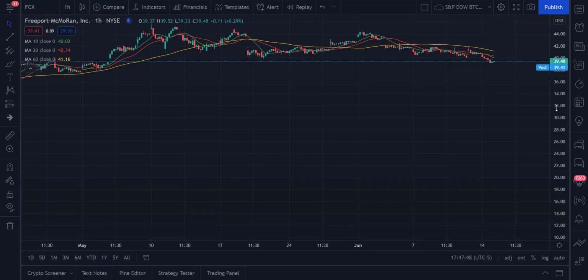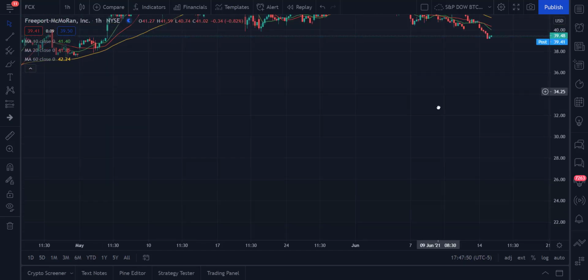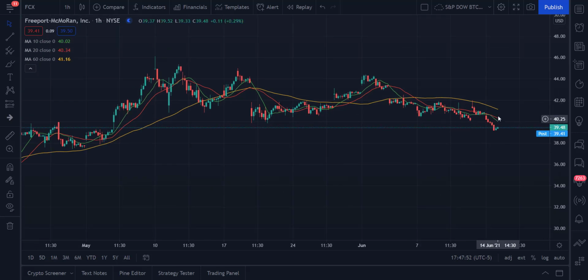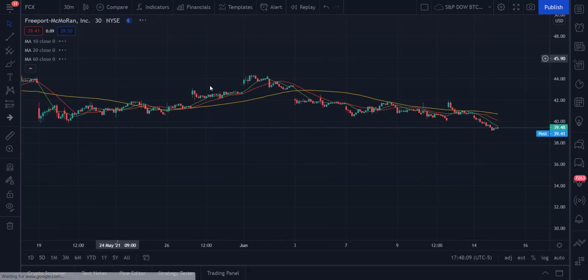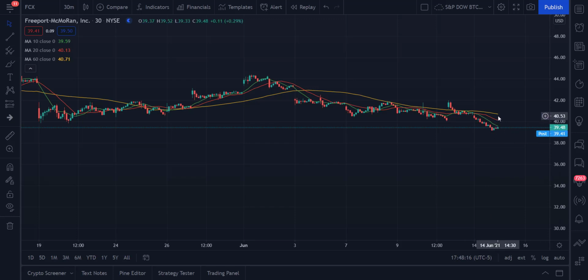I'm just going to change the scale a little bit so we can see a little bit better how the price has been moving. So at the 1 hour, you can see all three moving averages are in line. The 10 is less than the 20, which is less than the 60 period. That is indicative of a bearish trend in the market. You have the same at the 30-minute level with the 10 operating lower than the 20 and lower than the 60.